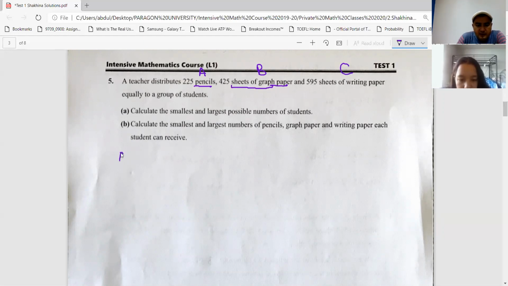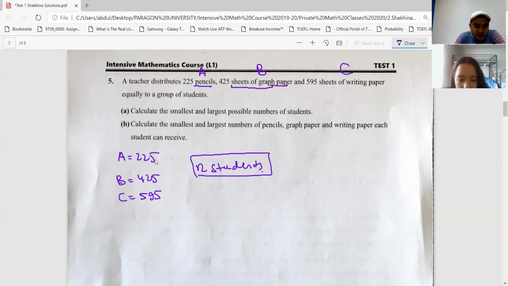So in item A, how many do we have? 225. Item B, that is graph paper, how many do we have? 425, right? And C, we have 595. So the question is, a teacher distributes equally to a group of students. How many students do we have here? We don't know. But we know that if we have N students, each one gets an equal number of pencils, equal number of graph papers, and equal number of writing papers, right?